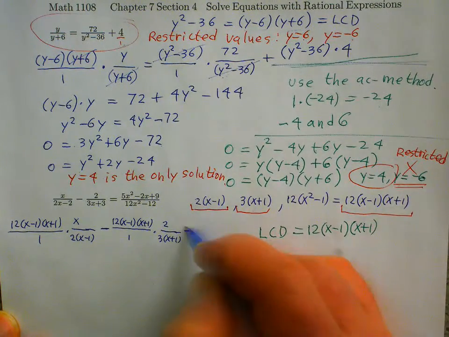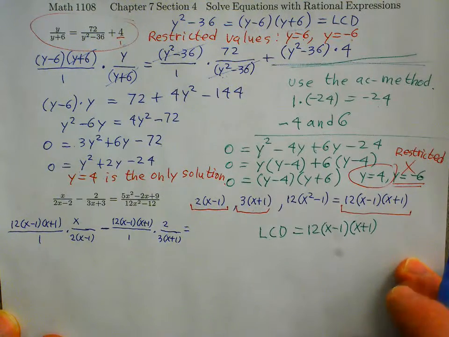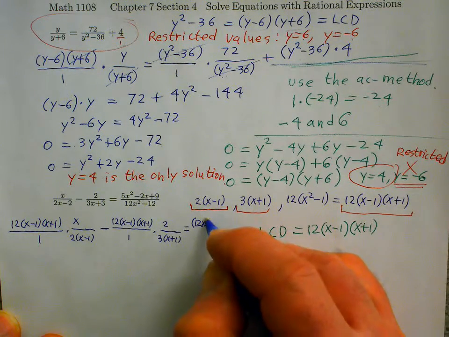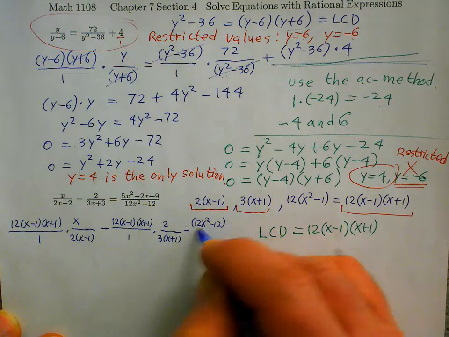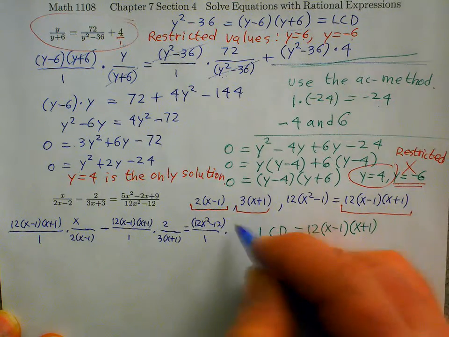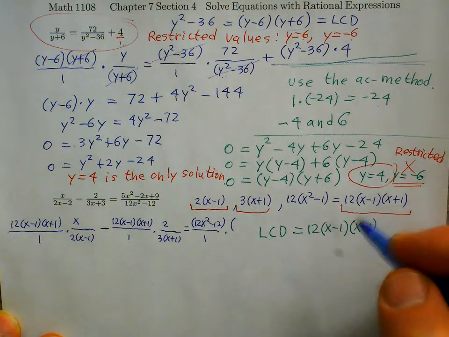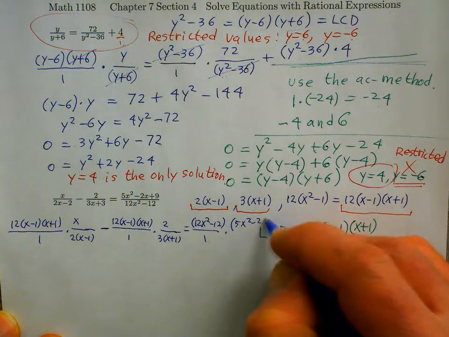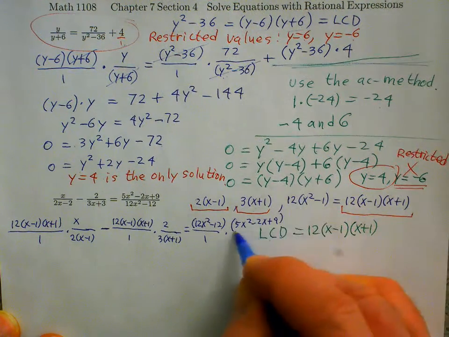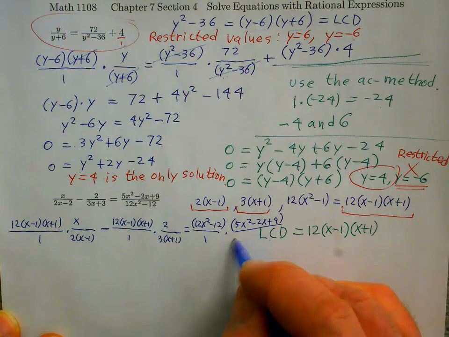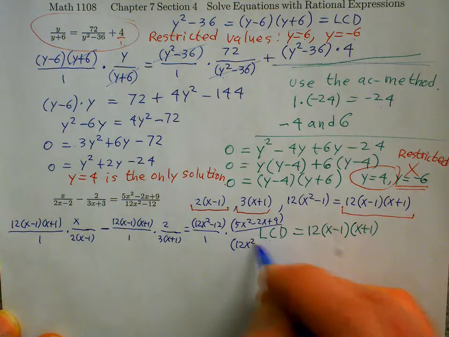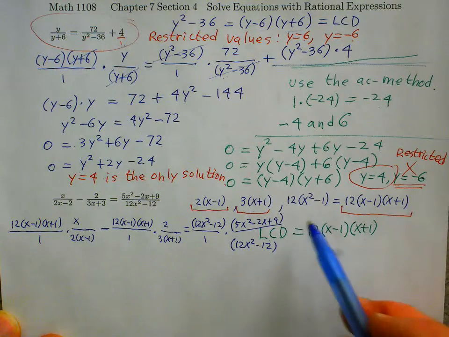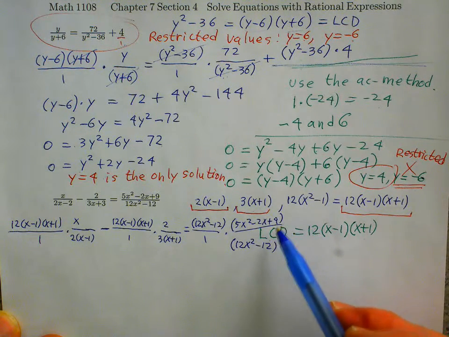And on the right-hand side, we'll just write 12x squared minus 12 over 1 times that numerator, 5x squared minus 2x plus 9 over the least common denominator, 12x squared minus 12. So I hope you can make sense out of that.